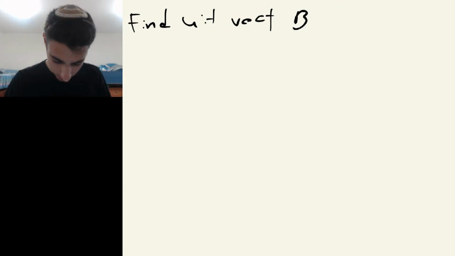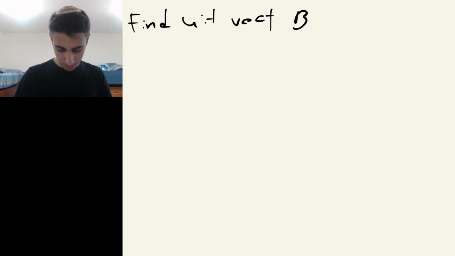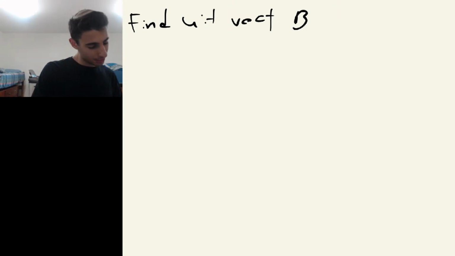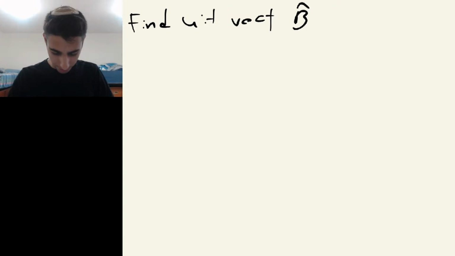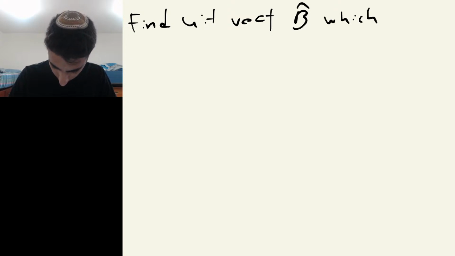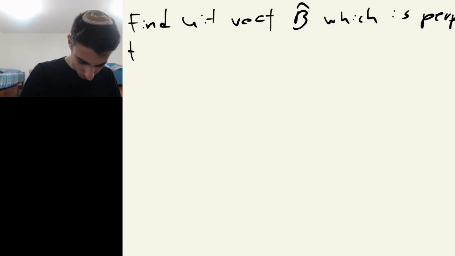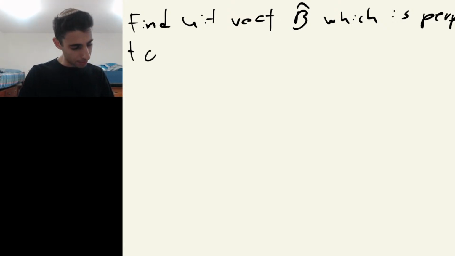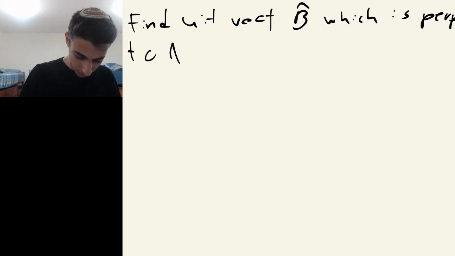So find unit vector b with a hat, such that it is perpendicular to the vector a, which equals 3, 5, 1.